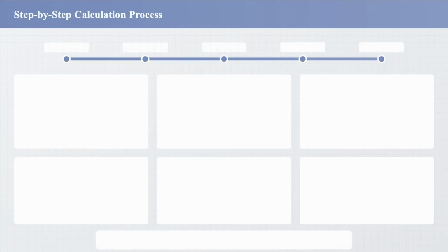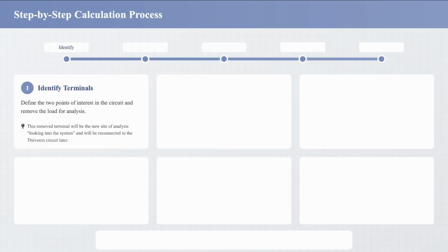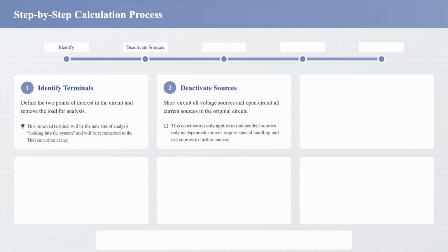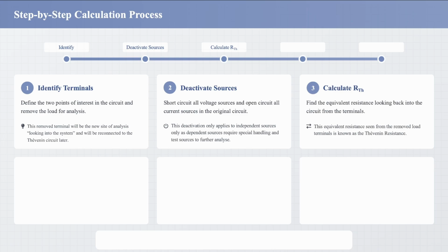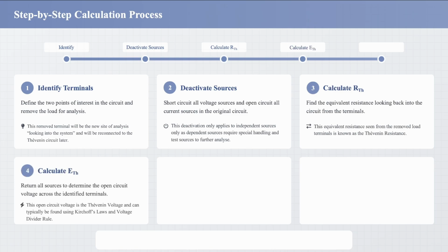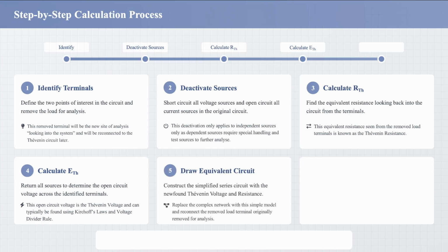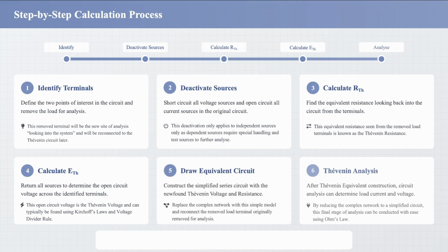To determine the Thevenin equivalent, we first identify the two terminals we wish to analyse. Secondly, deactivate all independent sources respectively and determine the resistance as seen from the open terminals. After this, reapply the sources and calculate the open circuit voltage. Once both values are known, create the simplified equivalent circuit with the load resistor and complete any further analysis required.